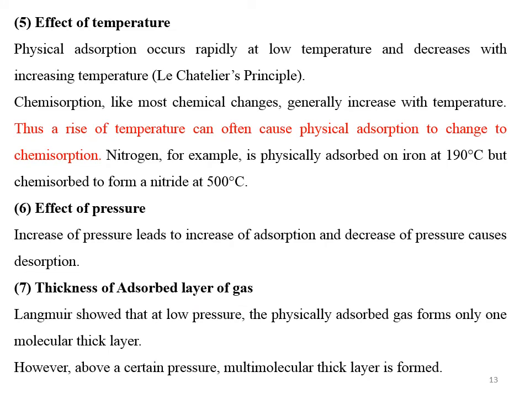Effect of temperature. Physical adsorption occurs rapidly at low temperature and decreases with increasing temperature according to Le Chatelier's principle. Chemisorption, on the other hand, like most chemical changes, generally increases with temperature. Thus, a rise of temperature can often cause physical adsorption to change to chemisorption. Nitrogen, for example, is physically adsorbed on iron at minus 190 degrees centigrade, but chemisorbed to form a nitride at 500 degrees centigrade.